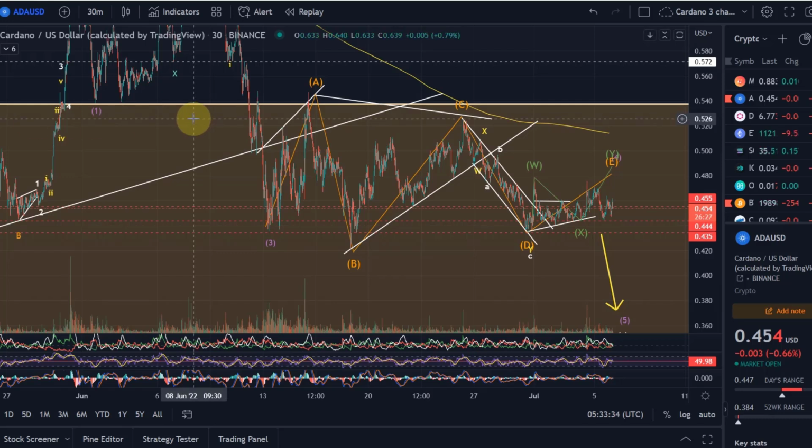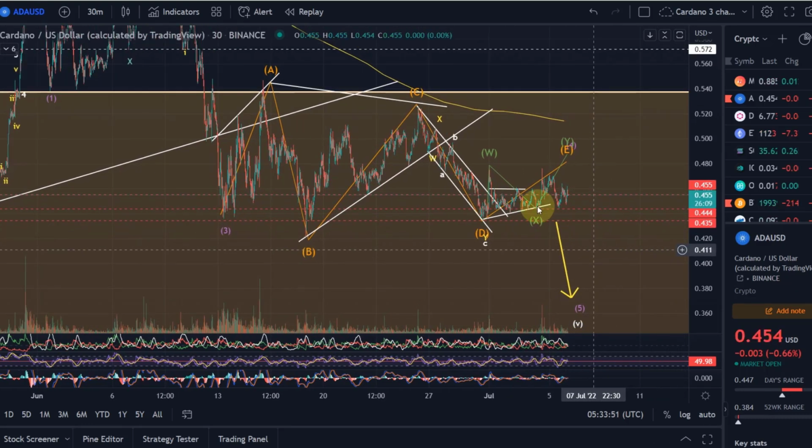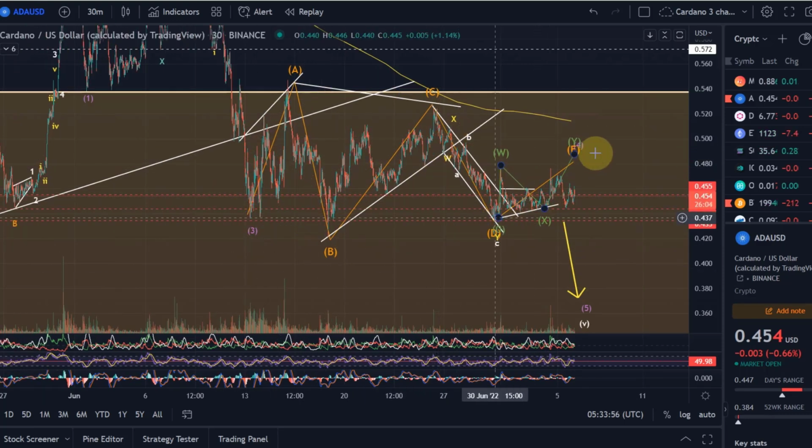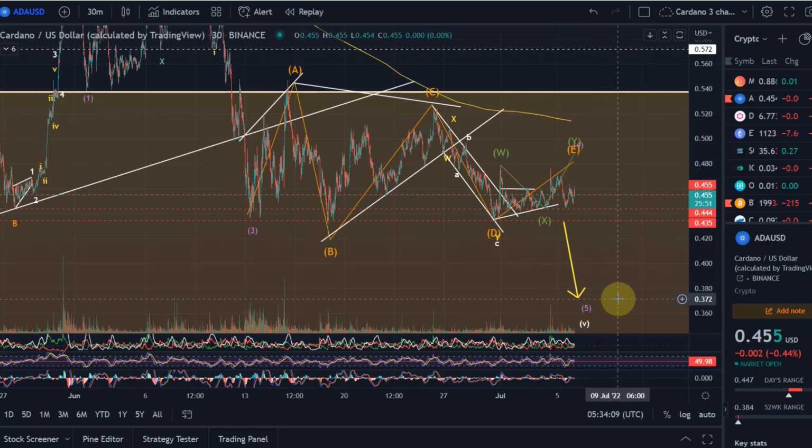So for ADA, the scenario has not changed at all. As long as we don't break below that 44.4 cent level that I've now mentioned a few times, that wave X low here, we have to continue to track this sort of sideways movement. This would be the first indication that we are breaking out of this larger triangle to the downside, this A, B, C, D, E triangle that we've now been tracking for pretty much 3 weeks, I believe. So far it is working out as a triangle, but in the end we would want a move to the downside in this bearish scenario.